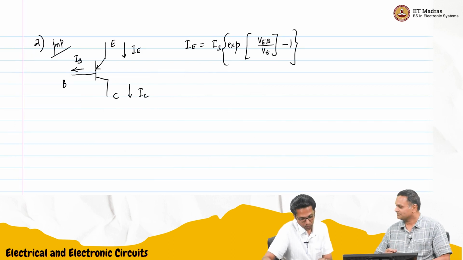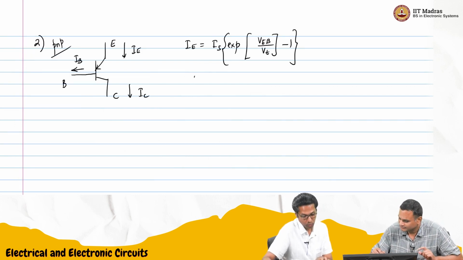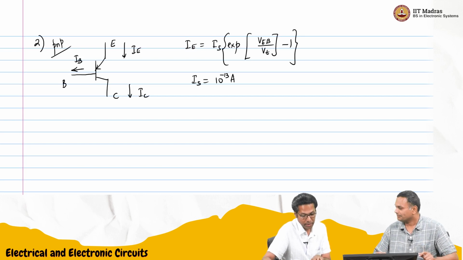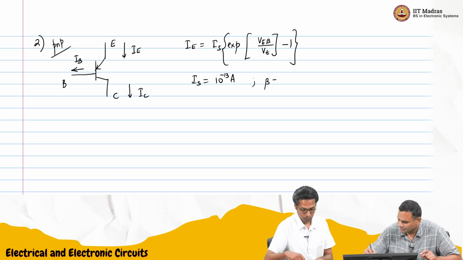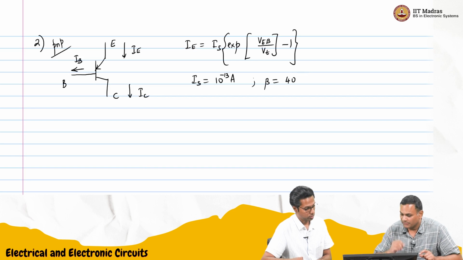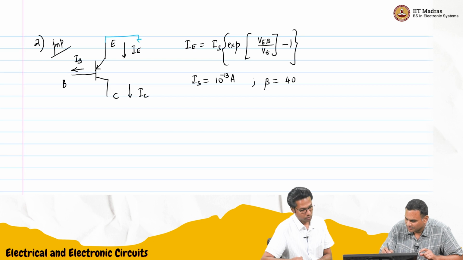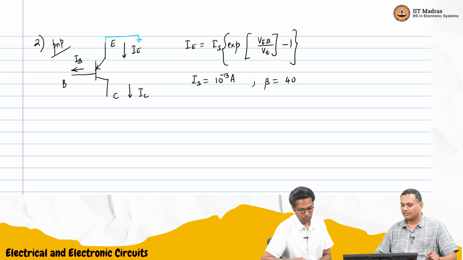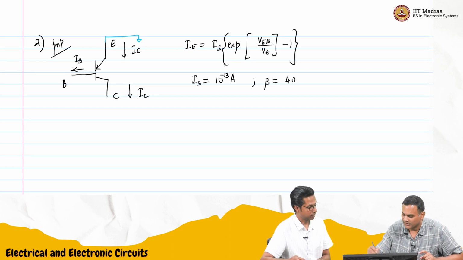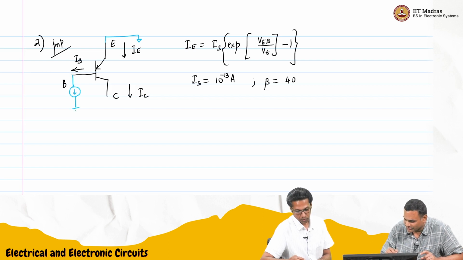So the IS is 10 power minus 13 ampere. Beta is 40. Emitter is connected to ground, and the base is connected to a current source that pulls 20 microamperes out of the base terminal. So I'll show those connections outside. So 20 microamperes.